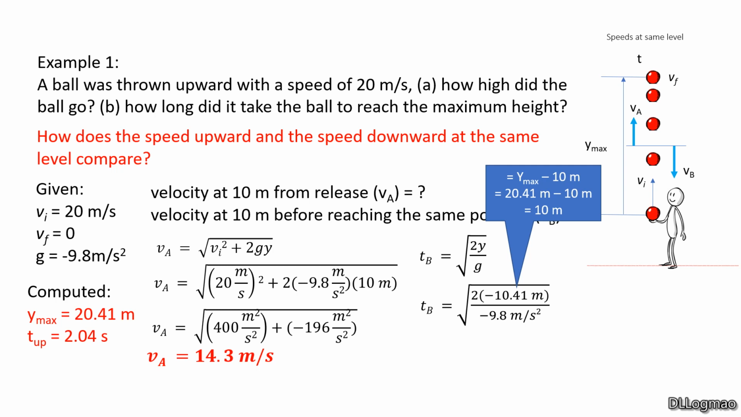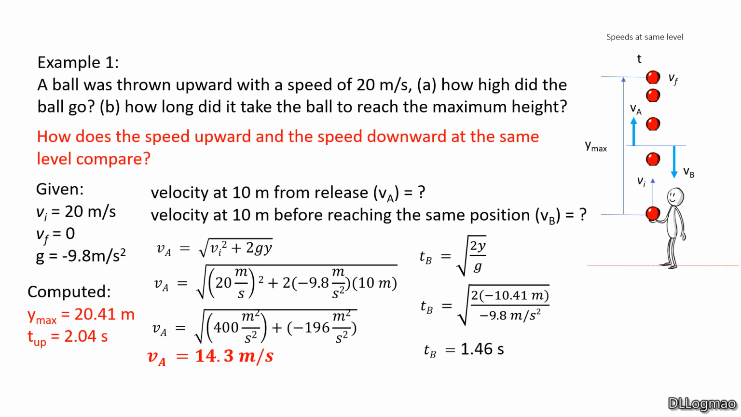Why is the distance traveled negative? Because the reference point now is the highest point and the ball is moving downward. 10.41 meters is the difference between y sub max and 10 meters. Perform the operations, and the time sub D is 1.46 seconds.